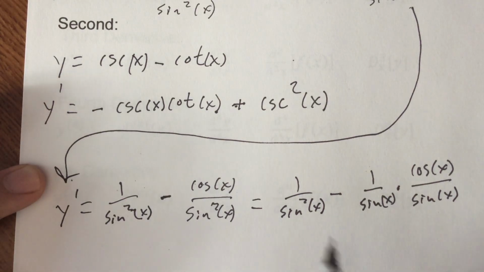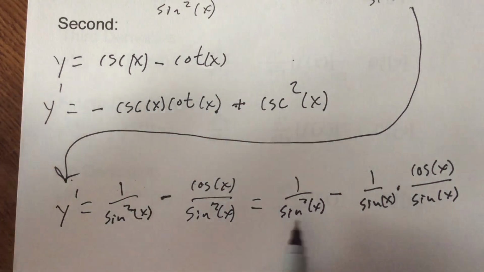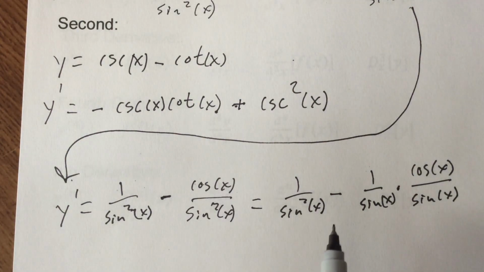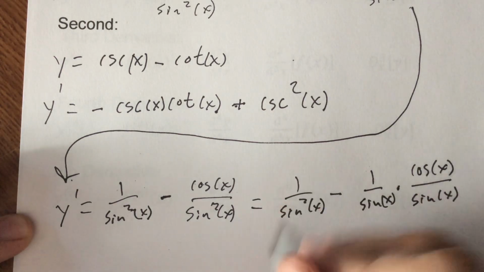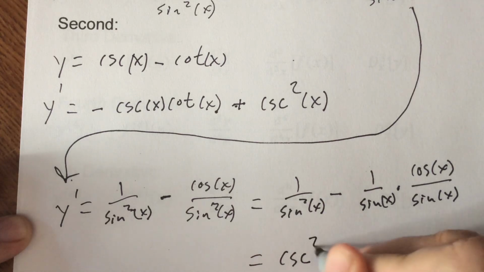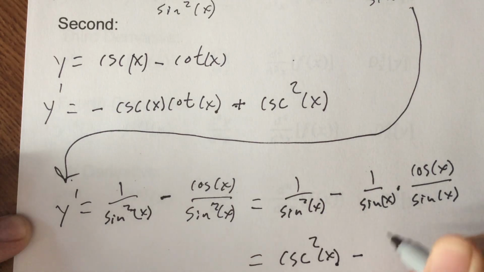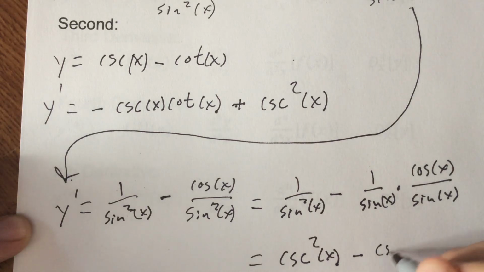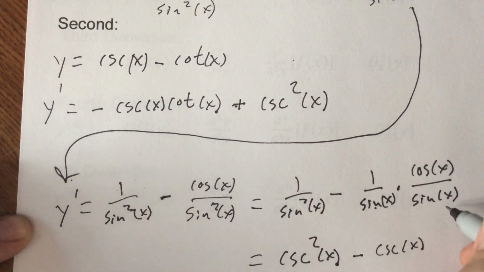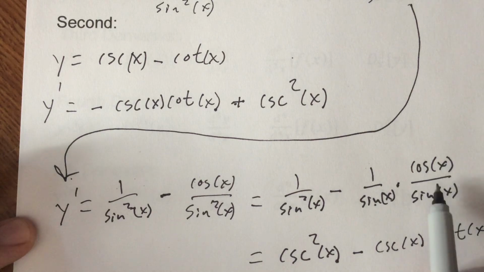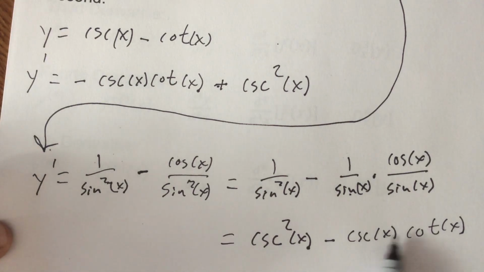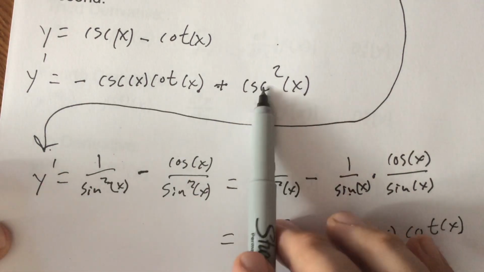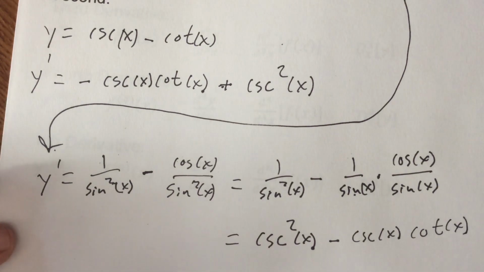And here's why. 1 over sine squared, well, 1 over sine, if you think back to the reciprocal identities, is cosecant. So if it's squared, this is going to end up being cosecant squared of x. Minus 1 over sine, cosecant, times cosine over sine, cotangent. All those are reciprocal identities, although this is one of the quotient identities. But if you think about it, we have a minus cosecant cotangent, minus cosecant cotangent, plus cosecant squared, cosecant squared. So we're good.